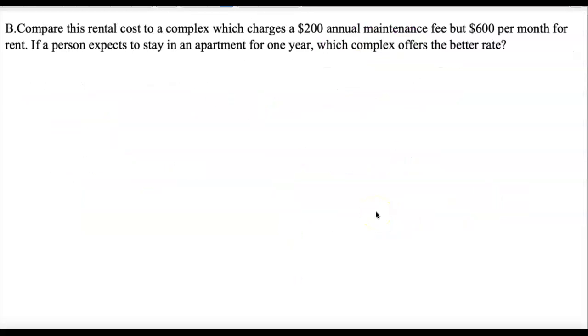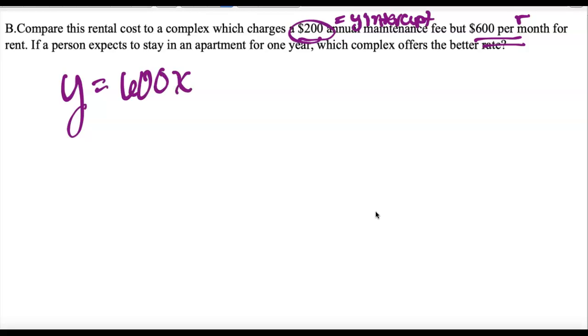So let's see if you can come up with this one. Press pause, try it out. So here is our annual maintenance fee, so that's like our y-intercept. It's our starting value, and this is our rate per month. So the equation for this one is going to be 600x plus the 200, and they didn't give us other letters to use, so I'm just going to use y and x.